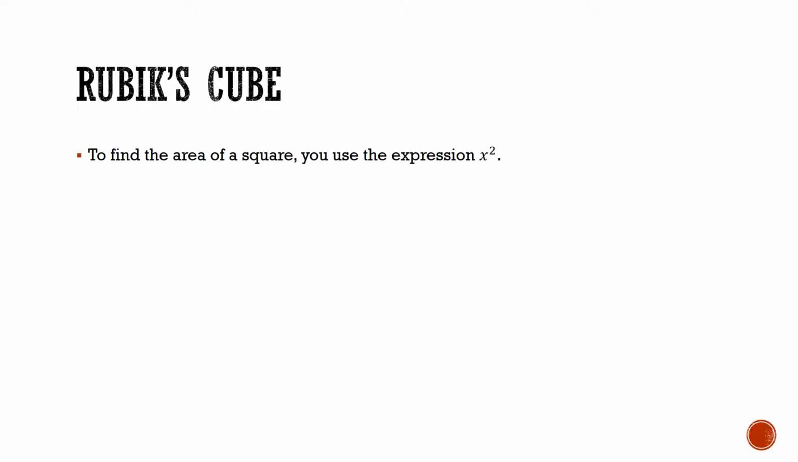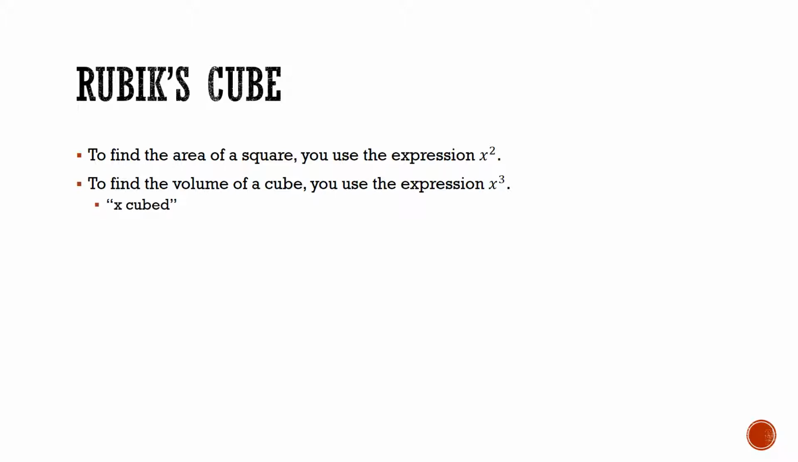Alright, so to find the area of a square, you use the expression x squared, right? Imagine a square, close your eyes. And the two sides are x and x because it's a square, they're all the same. So the area is length times width, x times x is x squared. To find the volume of a cube, you would use the expression x cubed, or x to the third. A cube, all the sides are the same, so length times width times height for the volume. And if they're all x, x times x times x is x cubed, or x to the third.